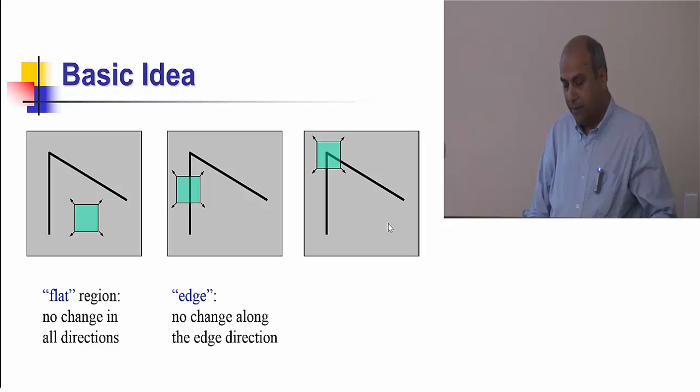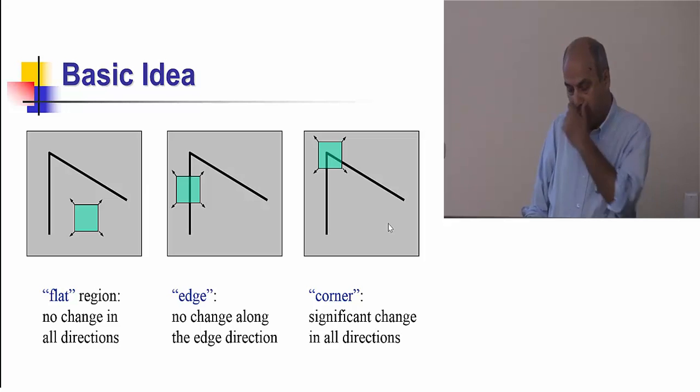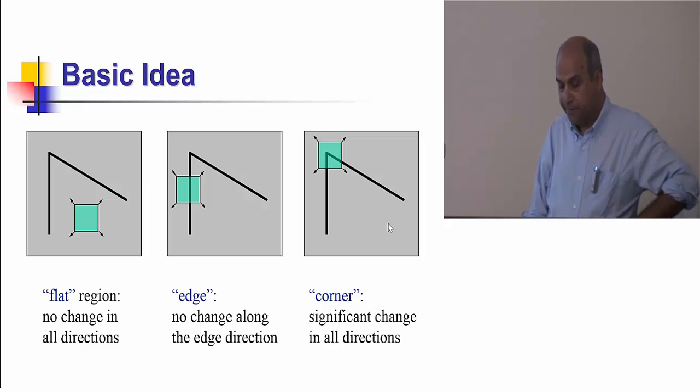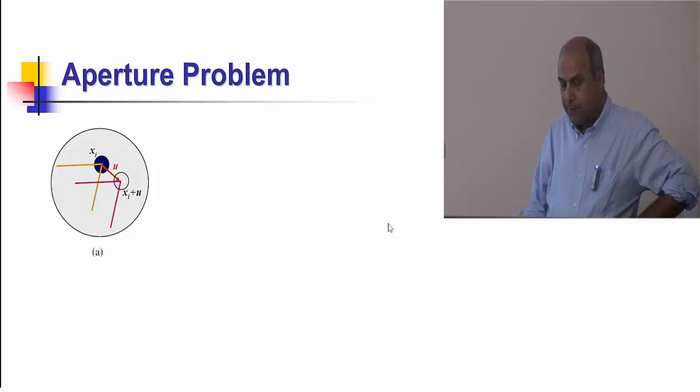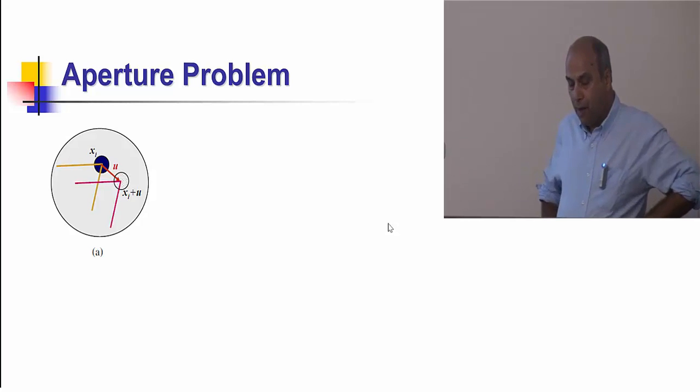Now, if you look at this one, if we look around here, which is a real corner, then there's a lot of changes, and that's what we are looking for. That's a good one, and that's a corner, significant change in all directions. Okay, so now let's say we have two objects.